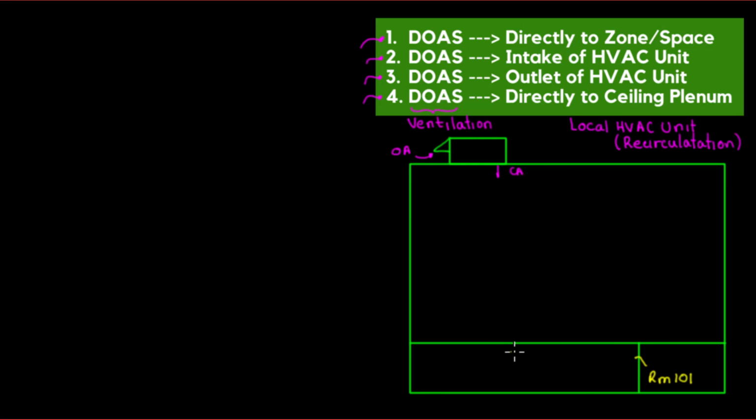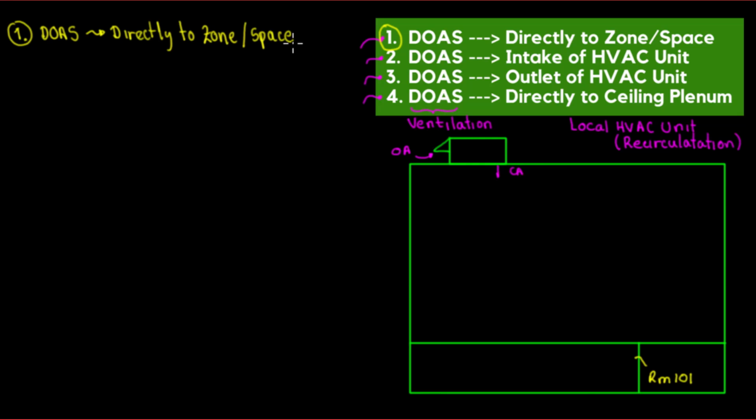So, and again, I'm gonna put in here the following. Number 1, that's what we're analyzing today. All right, so let's put that as a title very quickly, so that way this can be neat. So number 1, okay, there you go. Today we're talking about this. So this is DOAS, directly to zone or space. Okay, that's the title, to zone or space.